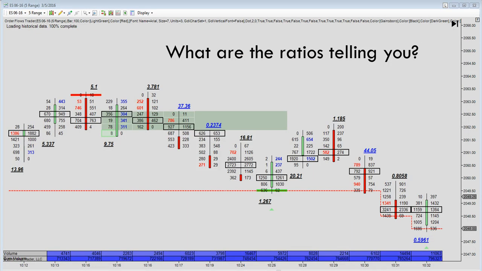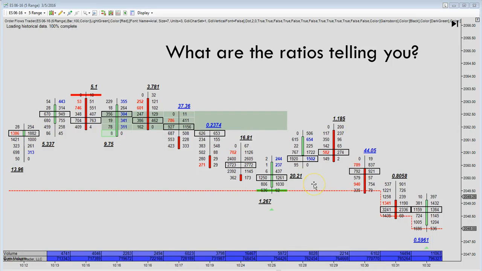Okay, so let me ask you a question. What are ratios telling you in this chart? Well, just real quick, looking at it, you've got a ratio bounds high, a ratio bounds low. Basically, the important thing is you have a ratio above a red candle, above a red candle, above a red candle. So it's telling you if you're not already short, you should have positioned yourself to be short.